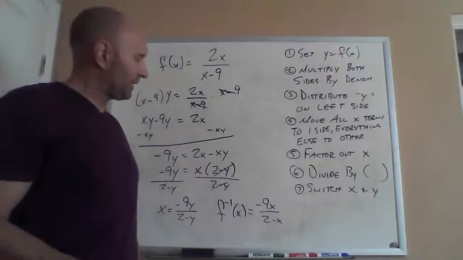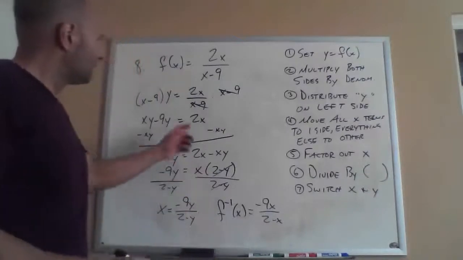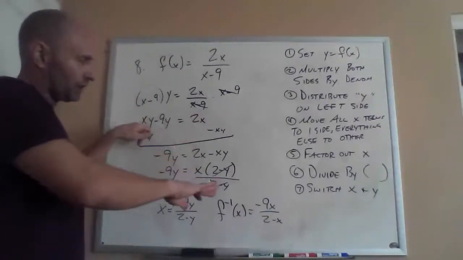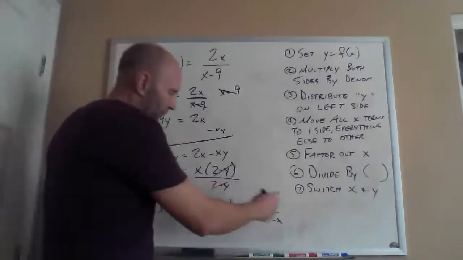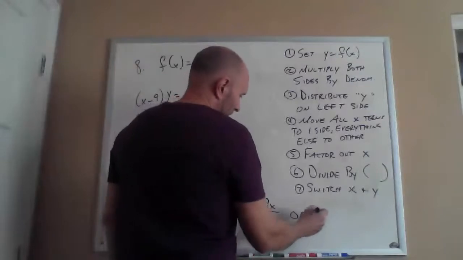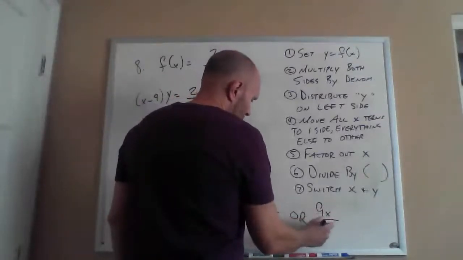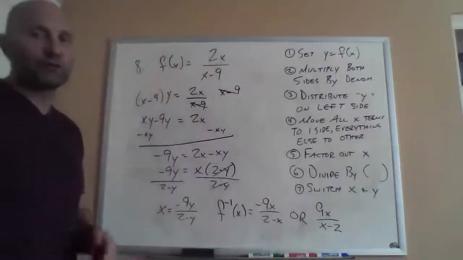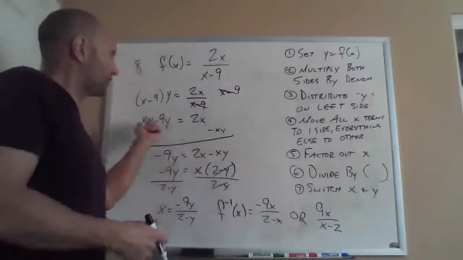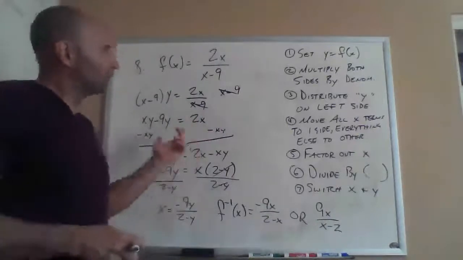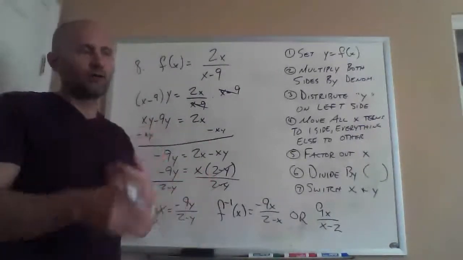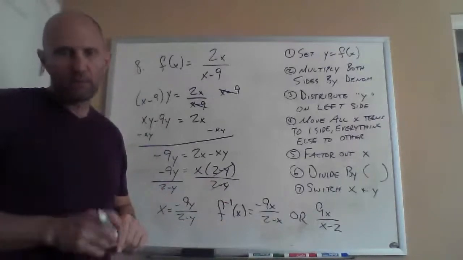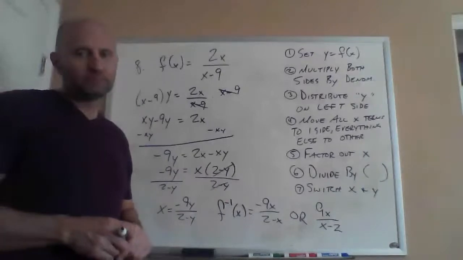Now, you may not have the same answer. Reason being is, depending which way you move your x's, if you move them to the left, you'll get the opposite answer here. So the answer would be 9x over x minus 2. So if you get either of those answers, they're both correct. It's just depending which way you moved your x variables in step 4 will cause the answer to look one way or the other. So questions on that?